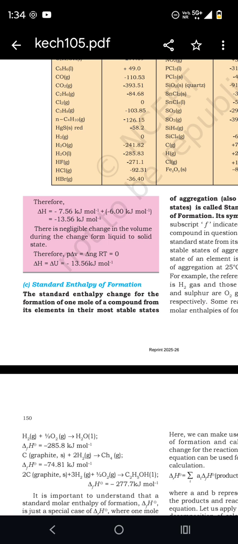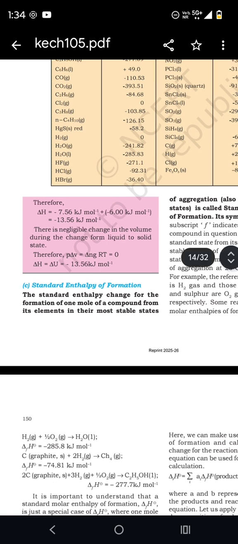Today I am reading the chapter Thermodynamics. It is part 2 and it is a visually impaired reading.